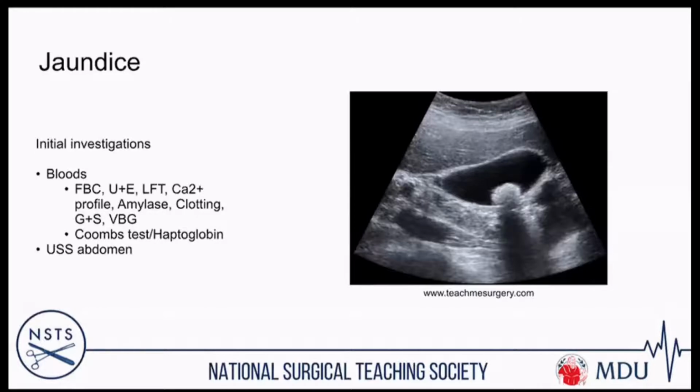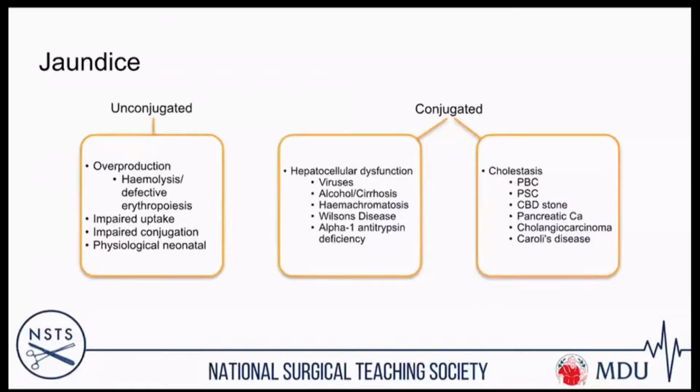Again, Coombs test, haptoglobin, with things like hemolysis and pre-hepatic causes of jaundice. And of course, your ultrasound abdomen is your first port of call. As you can see there, there's a little baby gallstone hanging on. So we're mainly excited as surgeons by this box here, but it's worth knowing and being able to rule out your other causes of jaundice, unconjugated and conjugated, before you make a fool of yourself in your referral.